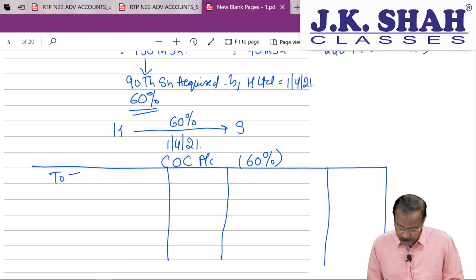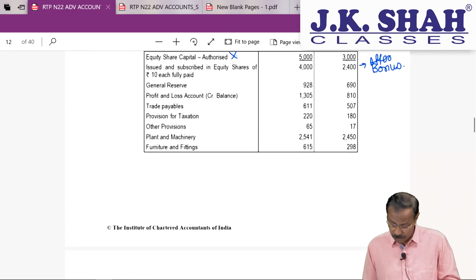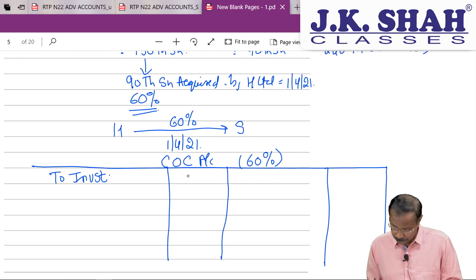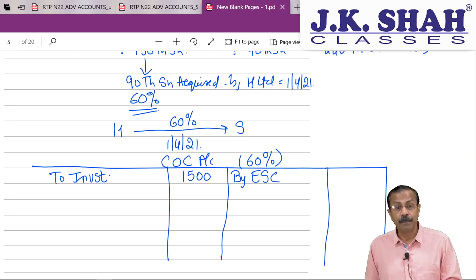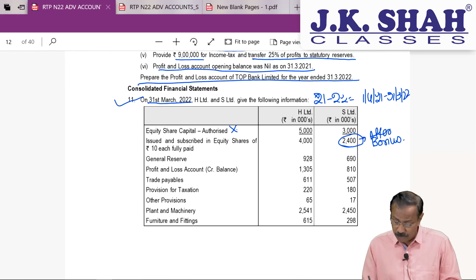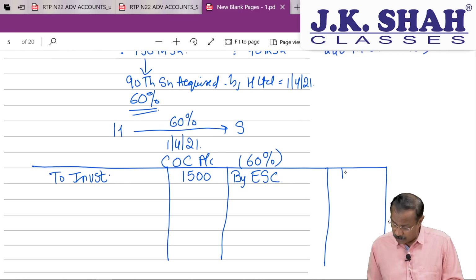What I'll write over here is investments first. See the question. 1,500. Here what I'll write is by equity share capital. How much? 60% of 2,400. So 2,400 into 60% gives me 1,440.